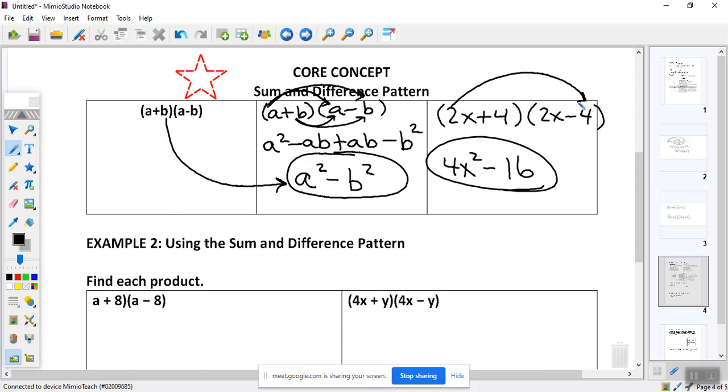What would 2x times negative 4x make? Positive or negative? It would be negative 8x, right? And how about your inside terms, kids? What's a negative 8x and a positive 4x going to do in a situation like that to each other for that middle term? It's just going to fall out.